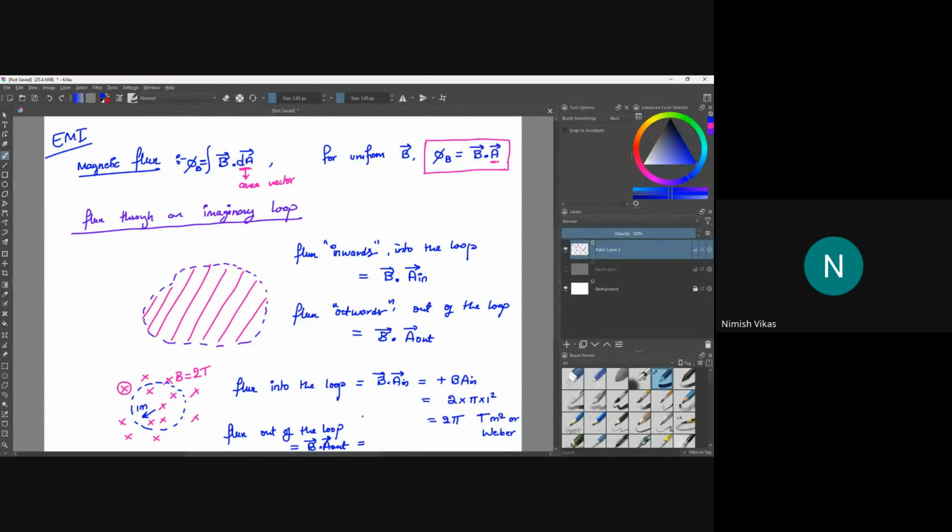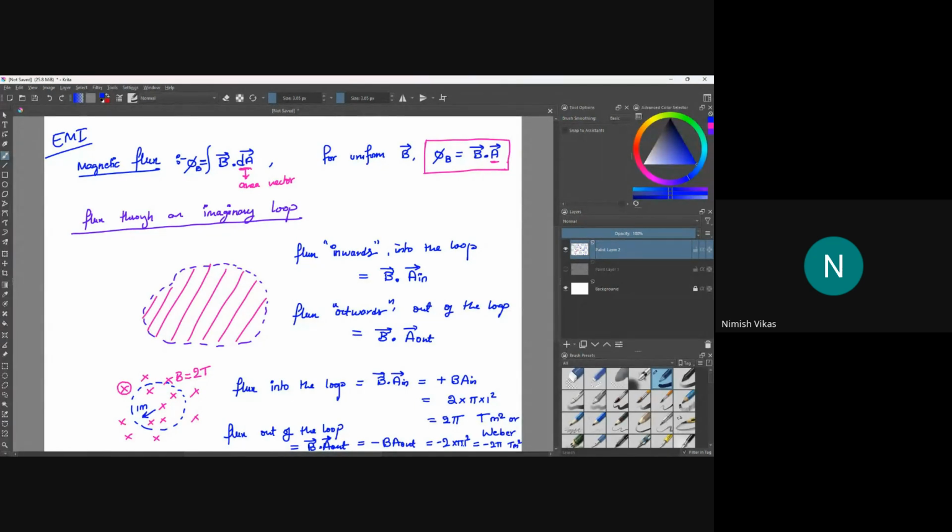So the magnetic field vector B is into the plane. Area vector now is out of the plane. So the dot product will be minus B into A out. So that is minus 2 into pi into 1 square. That's basically minus 2 pi Tesla meter square or Weber.